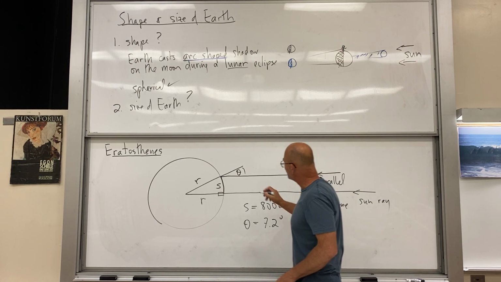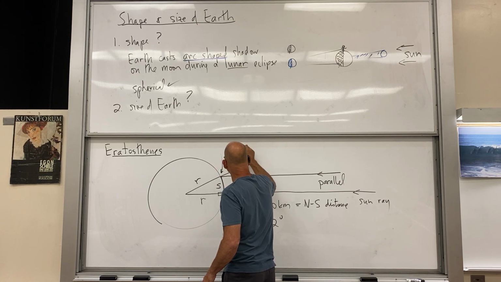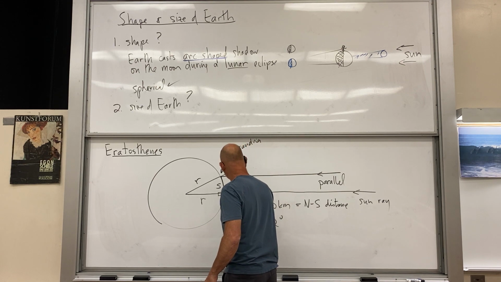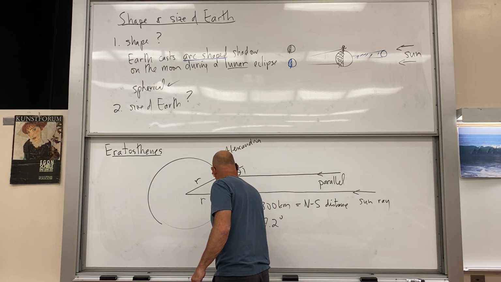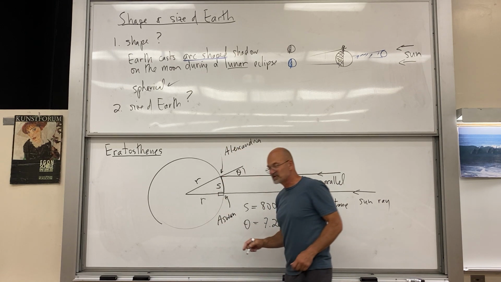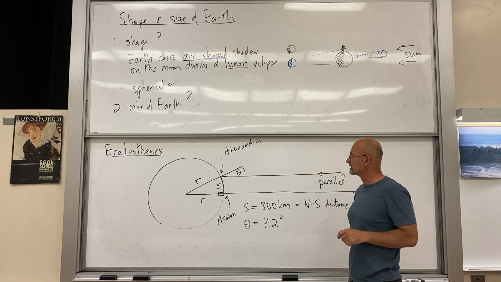And it was the distance between Alexandria and down here is Aswan. Aswan is where the Egyptians have a big dam on the Nile River. Okay. You can even look these up in the map.